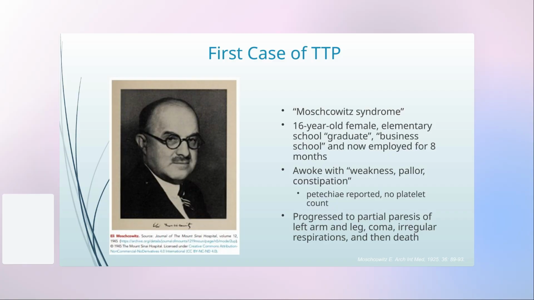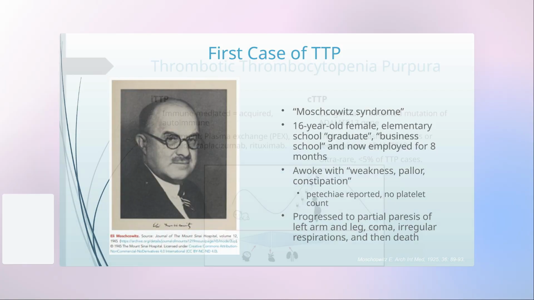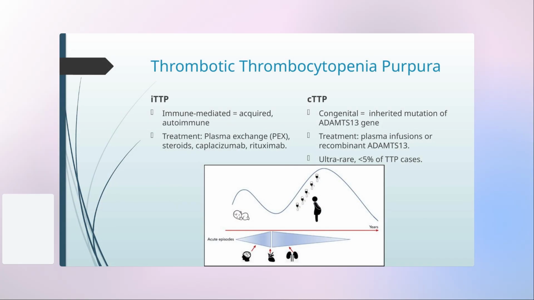So although today's focus is on immune-mediated TTP, or acquired TTP, as the name would indicate, it's autoimmune. Treatment involves plasma exchange or PEX, steroids, caplacizumab, and rituximab.